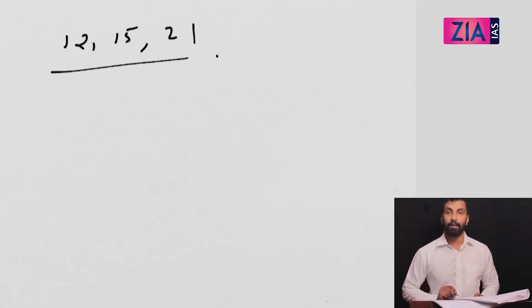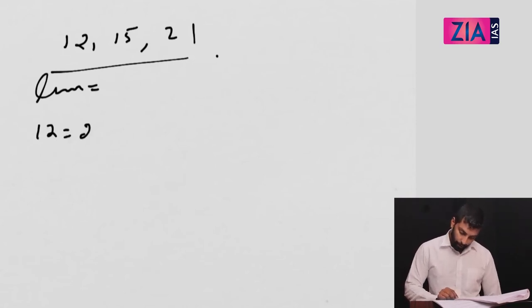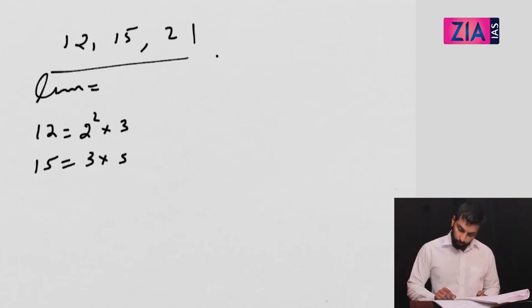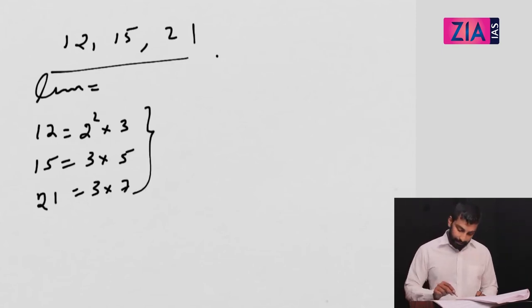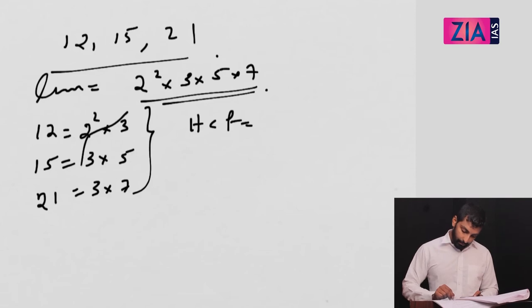If you have three numbers, let's take three numbers: 12, 15, 21. Let me find the LCM. What is 12? You will write it as 2 square into 3. Then what is 15? You will write it as 3 into 5. What is 21? You will write it as 3 into 7. So what is the LCM? You will take all the numbers involved with the highest power, right? So your LCM will be 2 square into 3 into 5 into 7. What is your HCF? HCF will be the common number, that is 3.